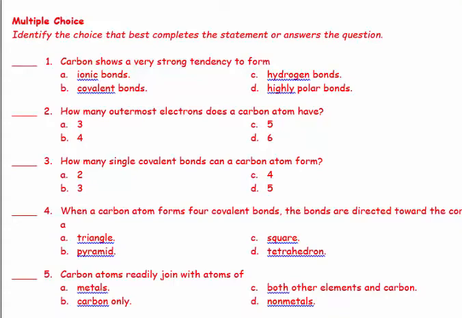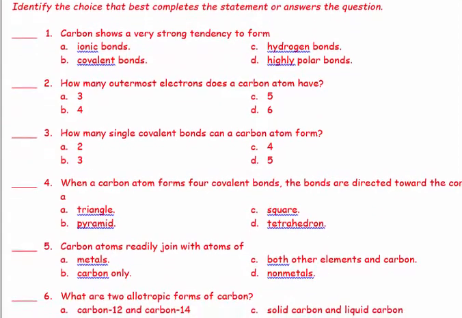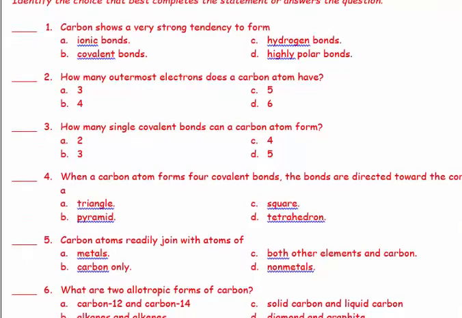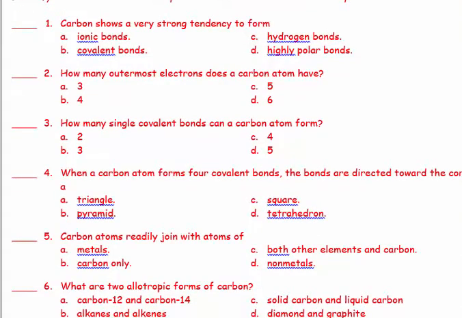Okay. Number 2, how many outermost electrons does a carbon atom have? A carbon atom has, all in all, 6 electrons, of which 2 are in the first level and 4 are in the outermost energy level. So the answer is B.